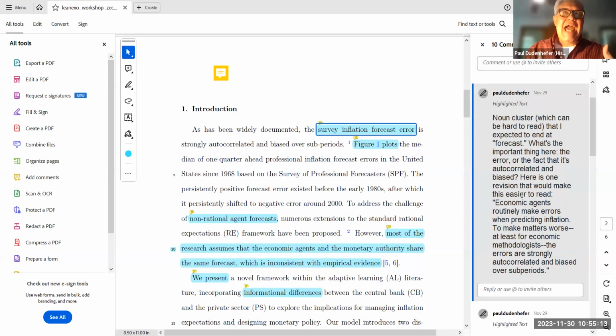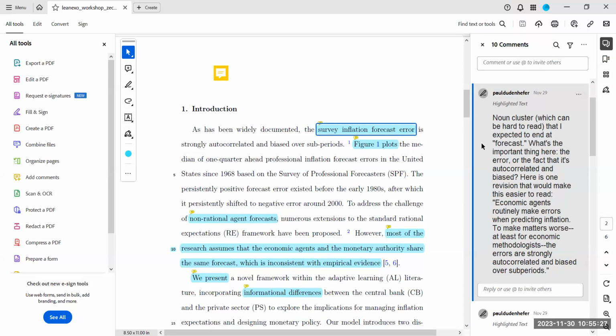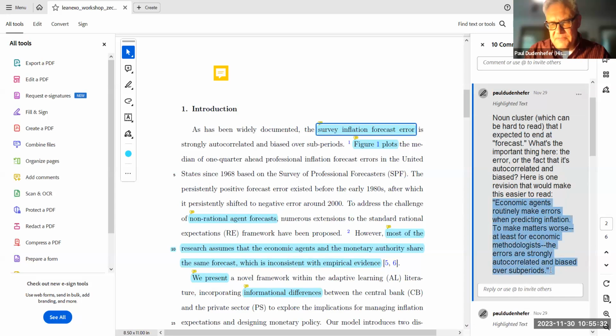So what would make this easier for someone like me? Well, let me see. Can you see my screen? Do you see the comments? I'm going to highlight right here, and maybe this will help you understand why this gave me trouble.